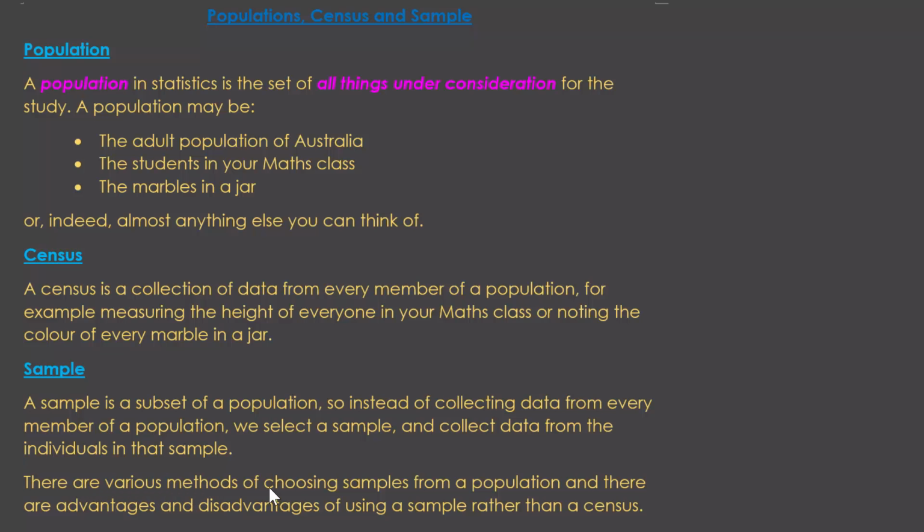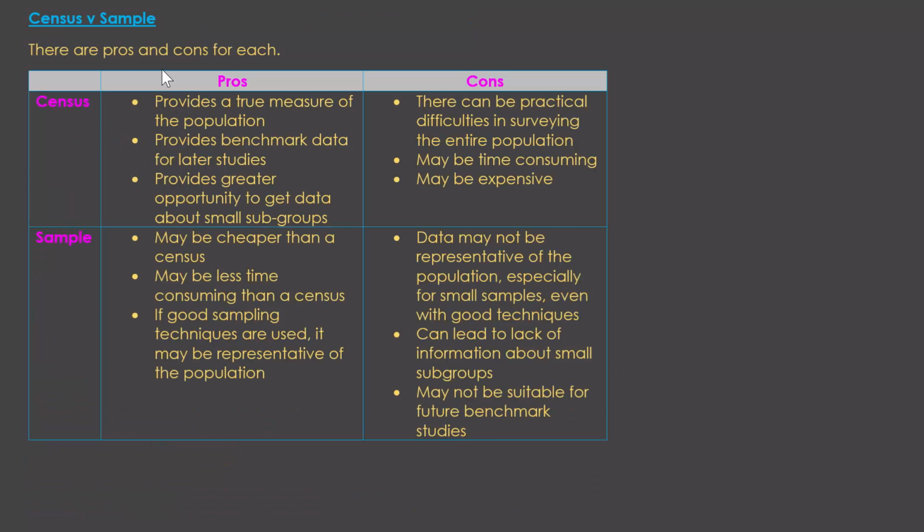There are various methods of choosing samples from a population, and there are advantages and disadvantages of using a sample rather than a census. So let's remind ourselves, a census is when we take information from every member of a population, and a sample is a subset of the population. There are advantages and disadvantages to each.